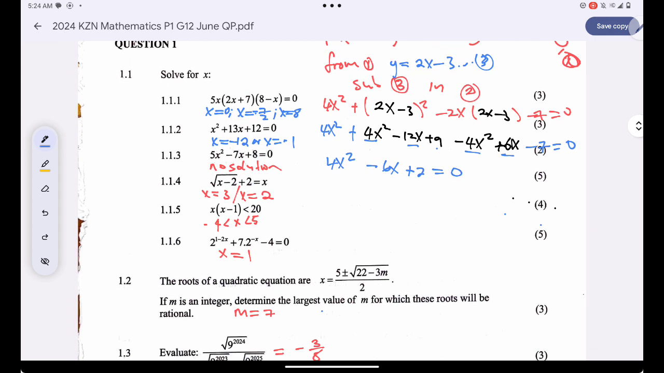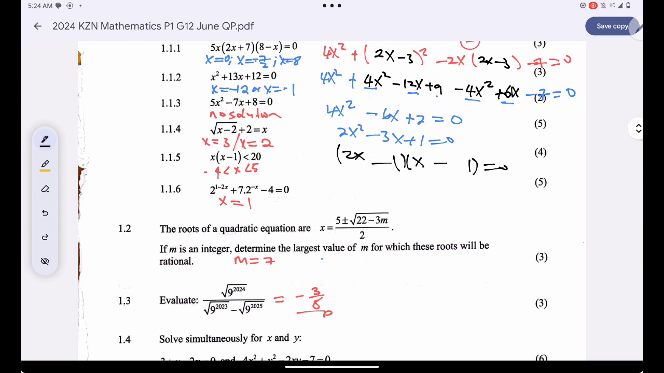I can divide everything by 2 there. I'll have 2x squared minus 3x plus 1 is equal to 0. I want the factors of both 2 and 1 that when I add will give me 3. I'll have 2x, x, 1, minus and minus, because the constant term is positive, right? Simply means my brackets will have the same sign, but not just any sign, the sign of the middle term. Therefore, x is equal to a positive half, or x is equal to 1.